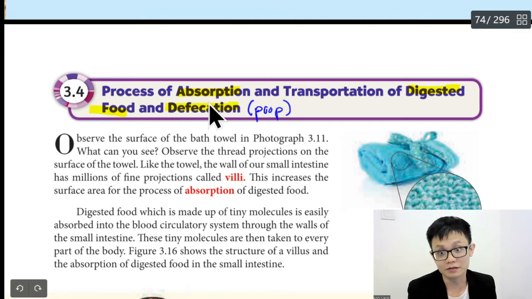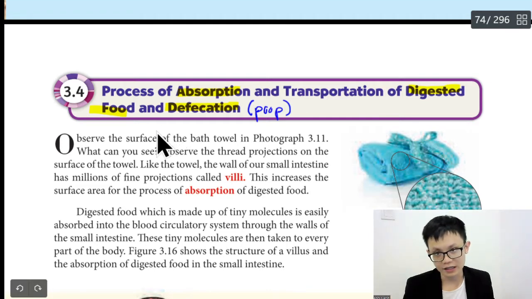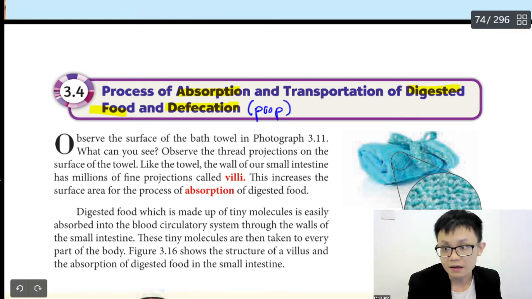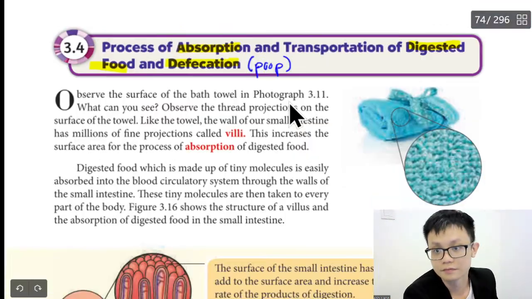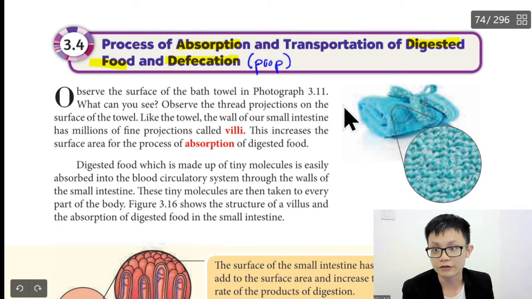So the process of absorption, transportation of digested food, and defecation means from the mouth to the body, and then to the anus. Let's look at this one. Observe the surface of the bath towel, photograph 3.311. What can you see? You can see the thread. What's the thread? The thread is this thing, the line.